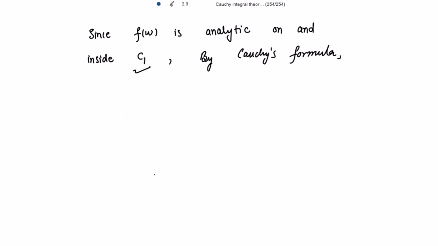So by Cauchy's formula we have 1 divided by 2 pi iota integration over the circle C1 f of w divided by w minus z dw. This will be equal to f of this point, right? This is your Cauchy's formula.